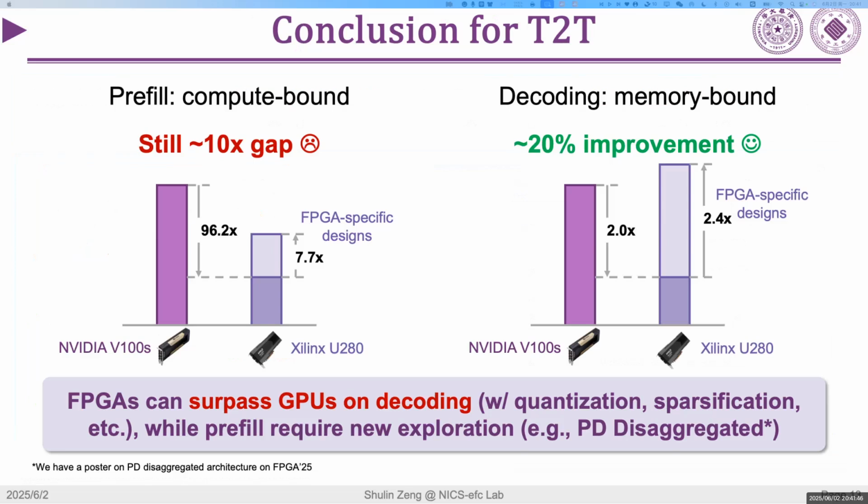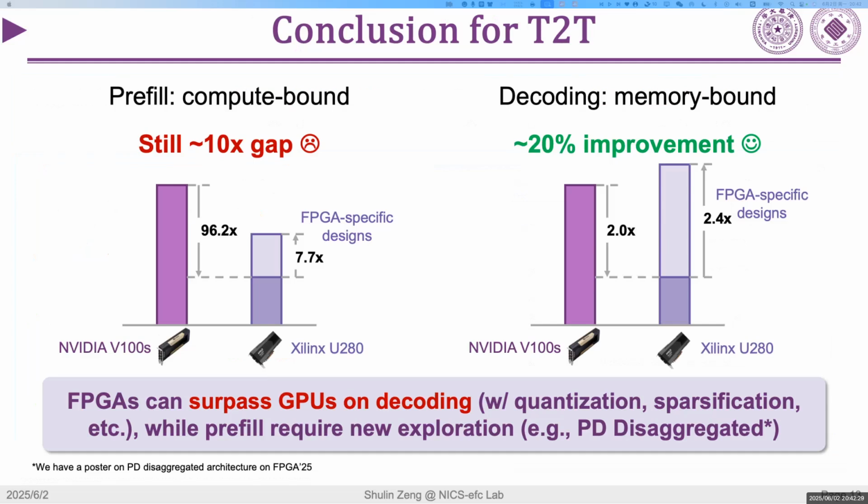So to sum up, why we can outperform GPUs in decoding rather than prefill. As is shown on the left, even if we apply sparsification and quantization optimization, there's still about a 10 times gap when compared with V100 GPUs. But as I mentioned, the decoding phase is more important when you do LLM acceleration, because nearly 90% of the time is spent decoding, and in this stage it is memory bound.